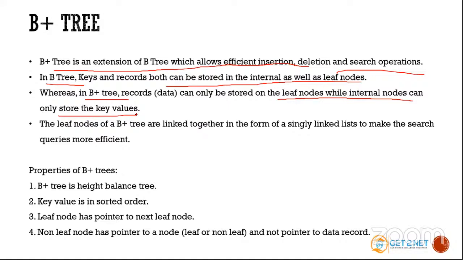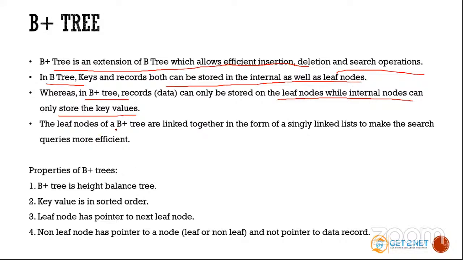So in the B plus tree, what will you get? A sorted array. In the leaf nodes only, you can get the records and data. Sorry guys, in the leaf nodes you can get the records also. The records which are present in the internal nodes, you can also get in the leaf nodes.